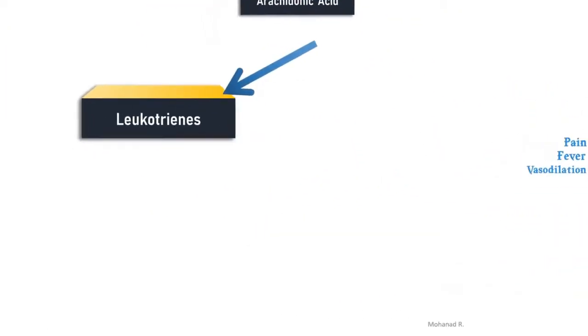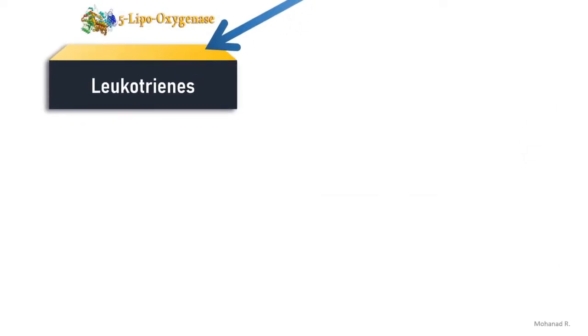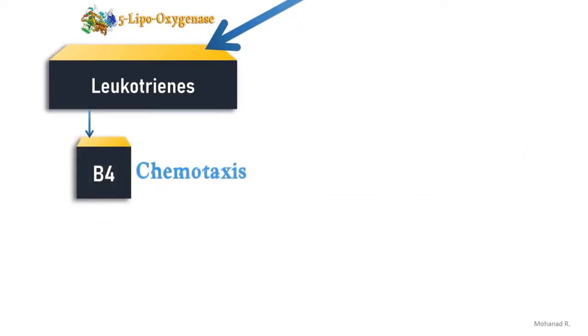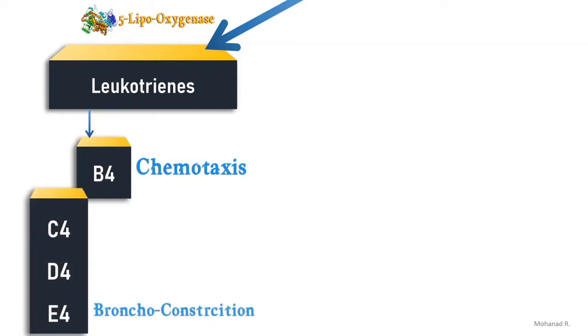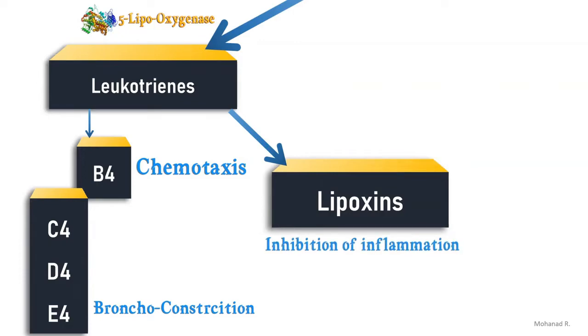Now we continue our pathway and move to the other half, where the arachidonic acid is converted into leukotrienes by 5-lipoxygenase. Leukotriene gives rise to B4, which promotes chemotaxis, and C4, D4, E4, which promote bronchoconstriction. Leukotrienes can also give rise to a family of mediators called lipoxins, whose main function is inhibiting or resolving inflammation. This is also to maintain the balance and to prevent an excessive inflammatory response.